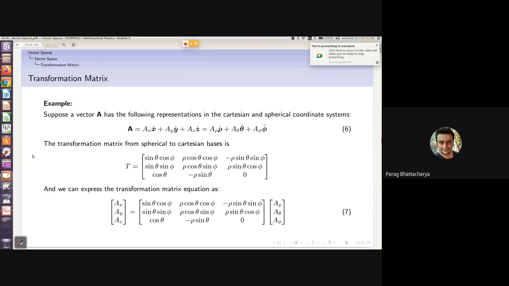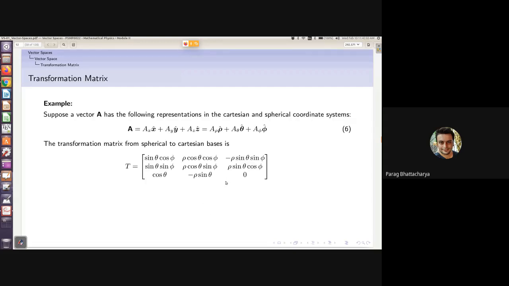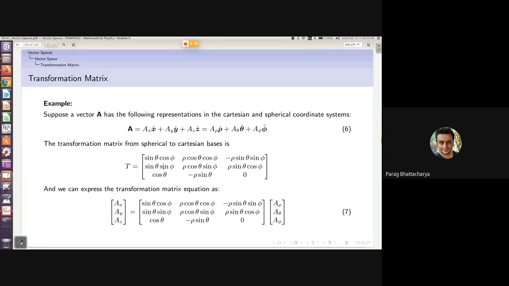Okay. So we were talking about the transformation matrix, how you can transform from one basis to another basis. This is the way we do it. We need a matrix which gives us this transformation from the first basis to the second basis. An example was the transformation from spherical coordinates to Cartesian coordinates. So this was the transformation matrix.